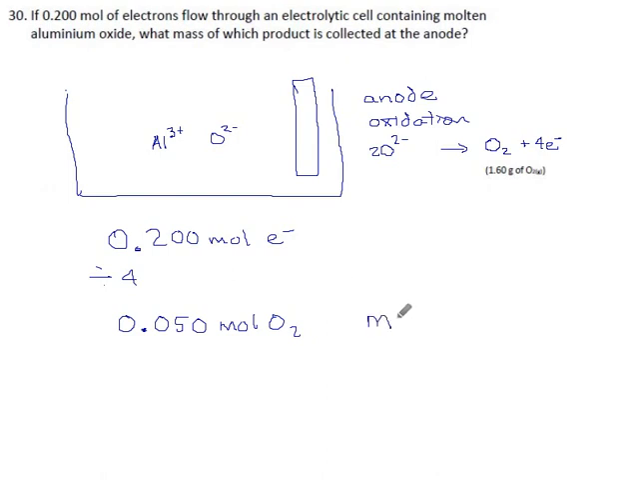And we can get a mass off of that by saying mass is number of moles times molar mass. 0.050 is our number of moles. The molar mass for oxygen is, well, it's 16 for individual atoms, so it's 32 for an oxygen molecule. And what does that give us? 1.6. To 3 sig digs, 1.60 grams of oxygen should come off the anode.